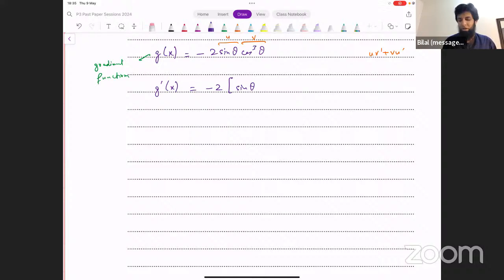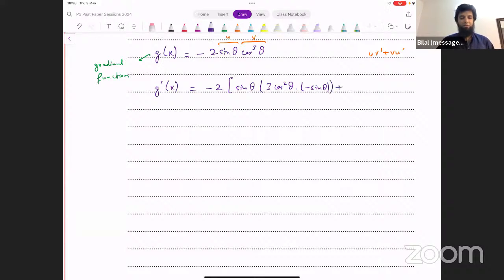That's a power function. Multiply by the power, subtract 1 from the power, multiply by the derivative of the base. What's the derivative of cos? It's minus sine theta. Plus, make sure that you're using your brackets correctly. This minus 2 is outside, multiplying with the whole thing.